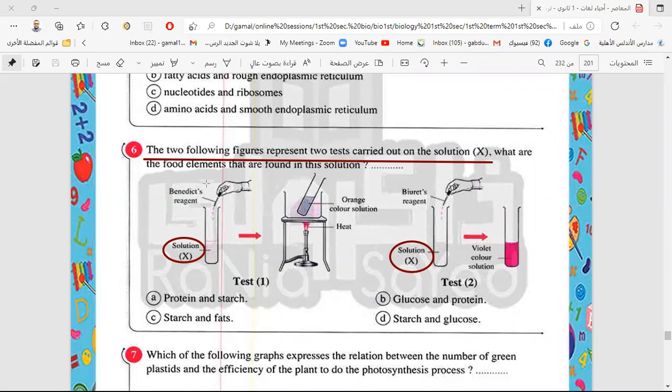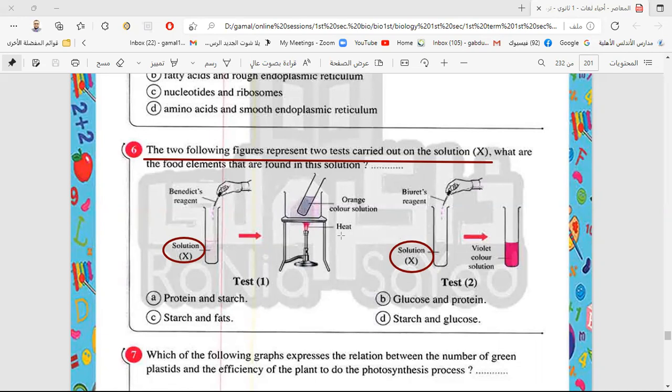with a Benedict reagent. Okay. What are the food elements that are found in this solution, in test 1 and in test 2? The change in the color of Benedict into violet, what does it mean? And the change into orange, what does it mean? The Benedict solution is used to test for what type of food?